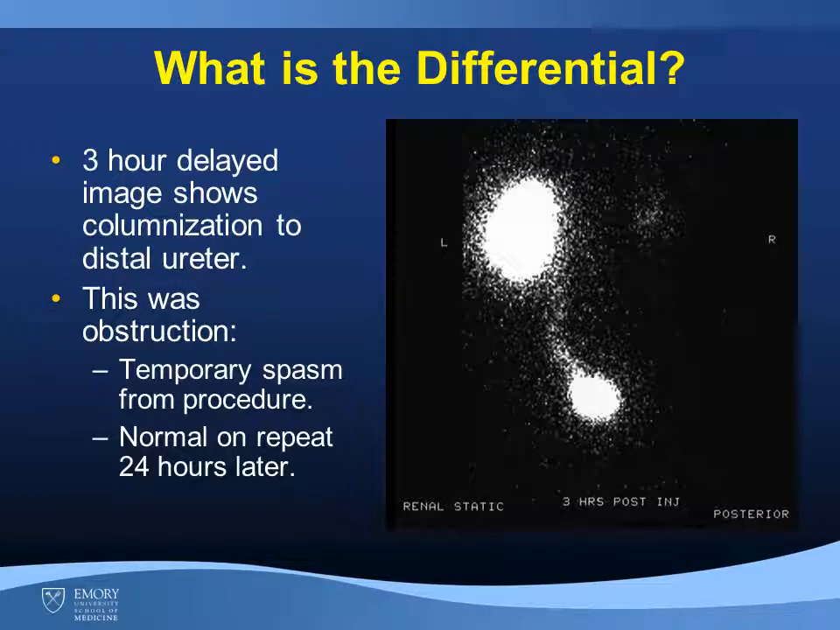So we did get 3-hour delayed views, and we could see the right kidney is long emptied, but the left kidney has persistent opacification to the distal ureter. The activity in the bladder is likely from the right kidney here, and this indeed was obstruction. And it turned out to be temporary spasm from the procedure, and the renogram was normal 24 hours later when it was repeated.